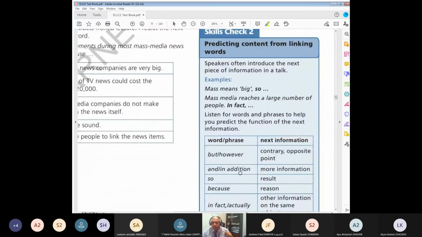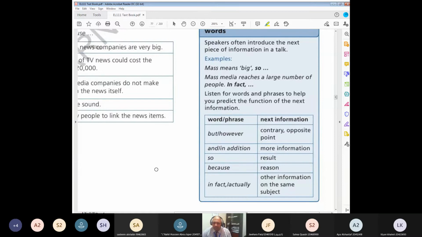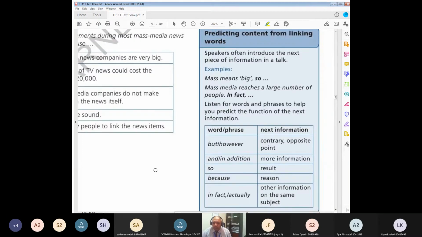So we've been doing that for quite some time now. Remember, you're familiar with this, but however, in addition, so because, what do we call them? Remember, this is what we normally do whenever we have a text. We try to explore the rhetorical networks, the logical relationships within the text.